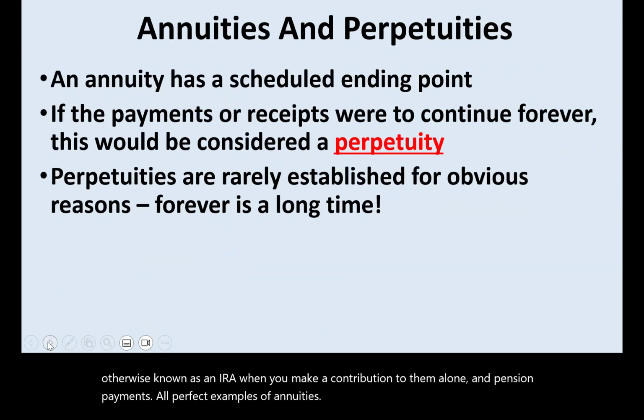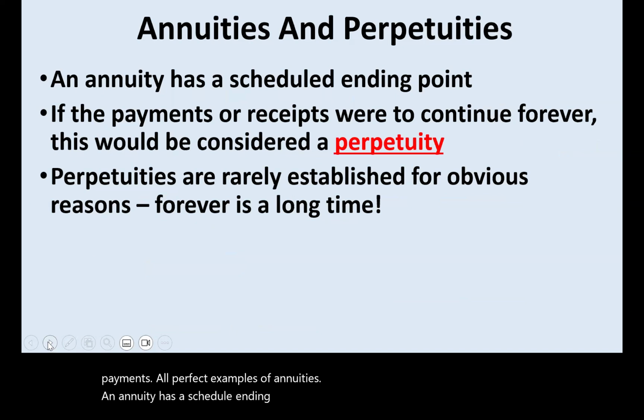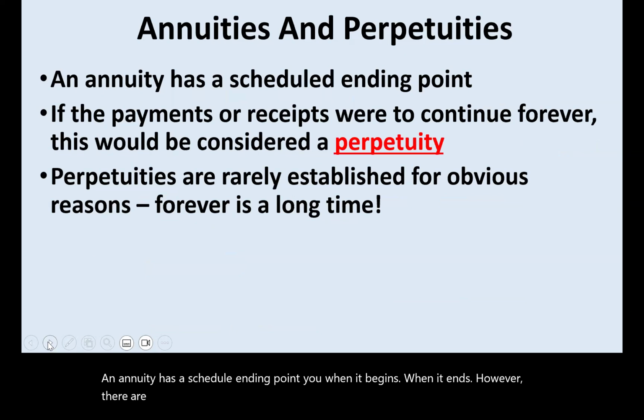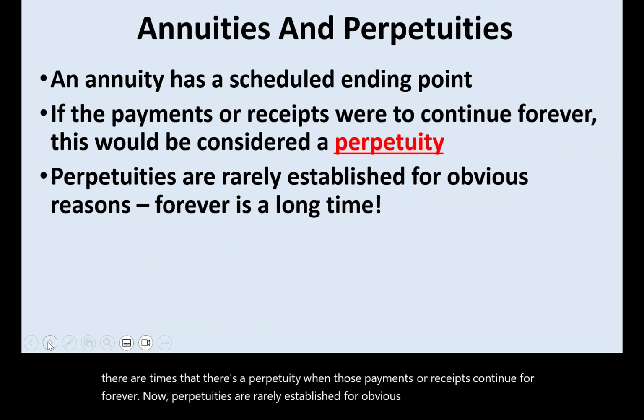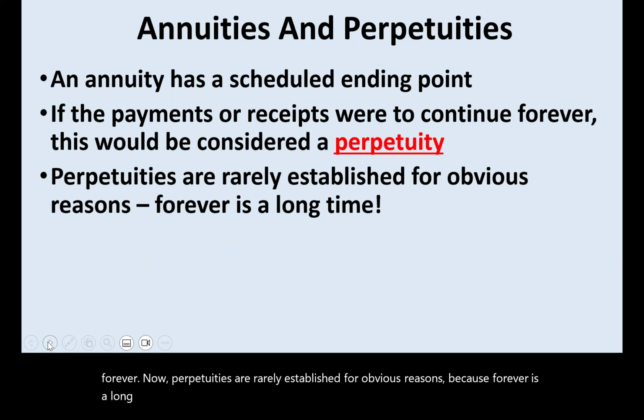An annuity has a scheduled ending point. You know when it begins, you know when it ends. However, there are times when there's a perpetuity, when those payments or receipts continue forever. Perpetuities are rarely established for obvious reasons, because forever is a long time. So we're really going to focus on annuities, and that is a series of equal periodic payments over a specified period of time.